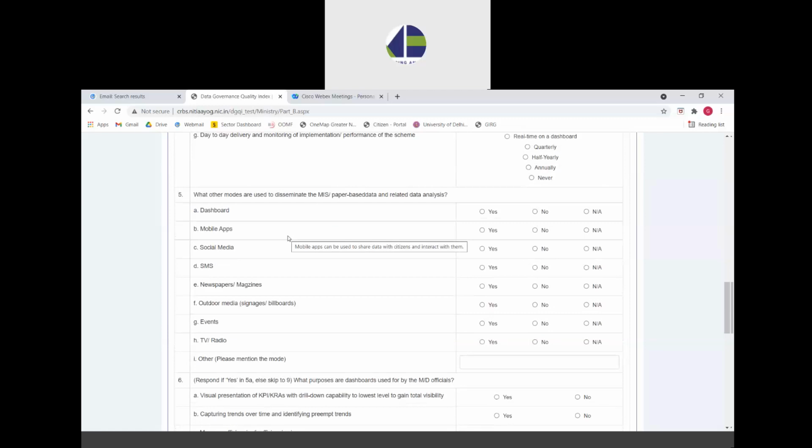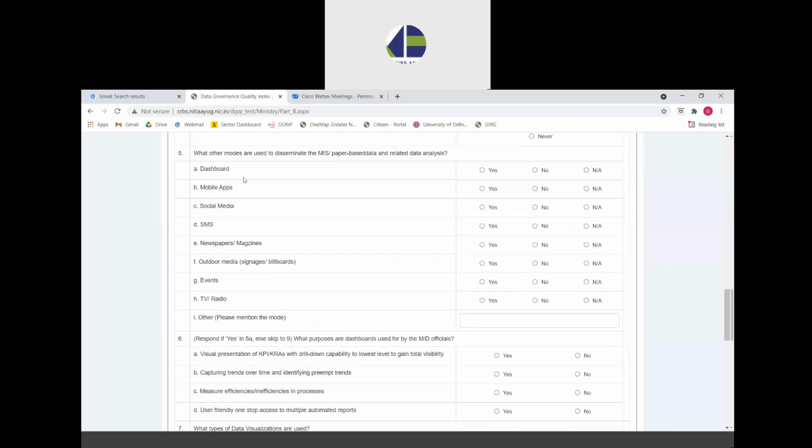The next few questions are on the modes of dissemination that are available for disseminating this data and related data analysis. So the fifth question asks, what other modes are being used to disseminate this MIS or paper-based data? So one thing is that the data is being reported either on paper-based methods or it is being reported on MIS. Also, some data analysis is being done, either documented in reports or notes, whichever forms. But then, what other modes are being used to disseminate this data and related data analysis?